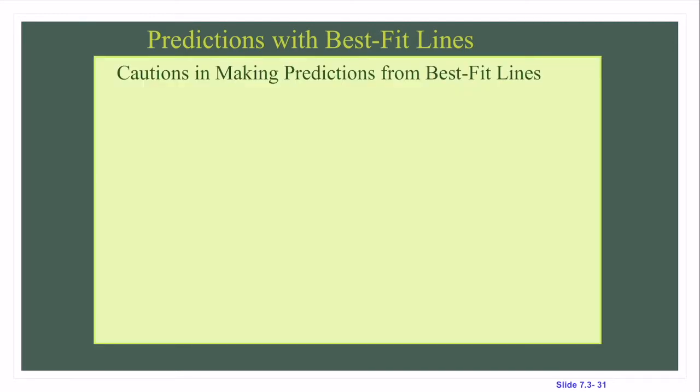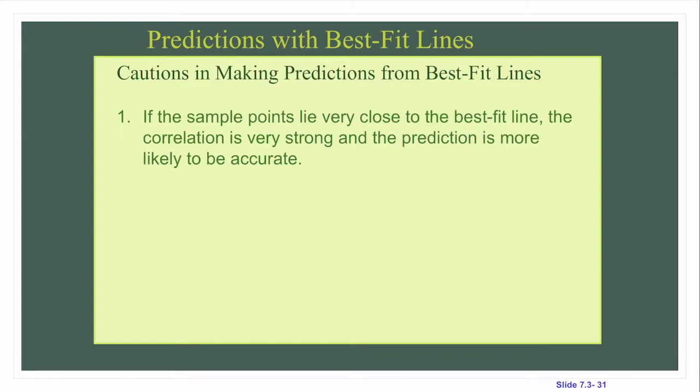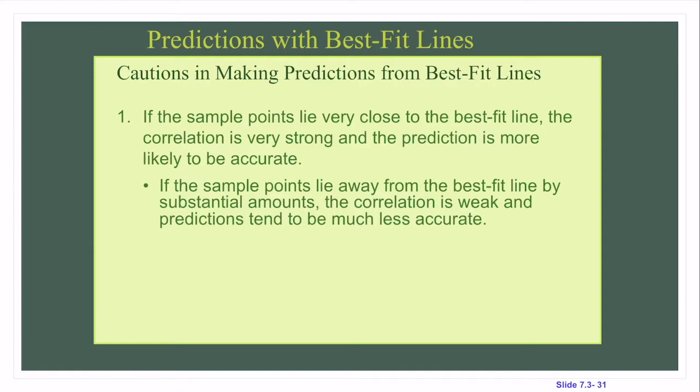We need to be really cautious though if we make a prediction with a best fit line. First, if the sample points lie very close to the best fit line, the correlation is very, very strong and the prediction is more likely to be accurate. Strong correlation gives us strong predictions. If the sample amounts lie away from the best fit line by a substantial amount, that correlation is weak and the predictions are going to be much less accurate. You would not want to use that data to make a prediction.